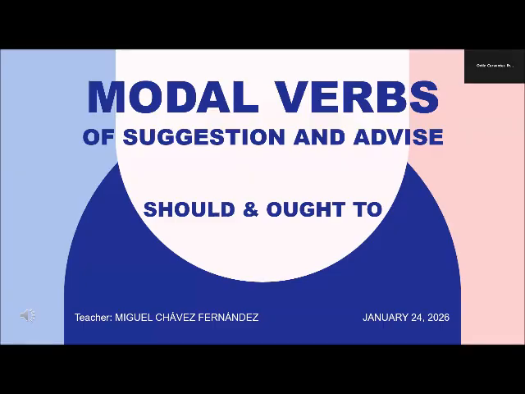They are all formed by subject plus modal verb plus base verb. However, there's a to with ought, which the others don't have. Here's a breakdown of how to use modal verbs of suggestion and advice for affirmative, negative, and questions. Though they are all used for suggestion and advice, there are subtle differences between them that you need to be aware of.